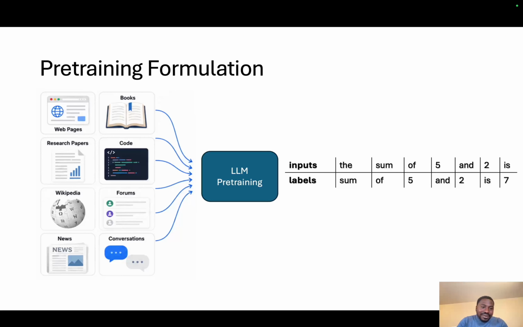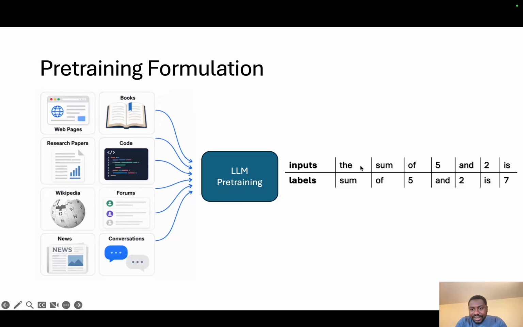If you think about what typically happens in pre-training, you have tens of trillions of tokens of data, from books to code to research papers, all of this. You bring all of this together, tokenize it, and turn it into an extremely large pre-training corpus. What you ultimately do is pick a single example, maybe at the top you have the input that says "the sum of 5 and 2 is", and you want to predict the labels below given what's at the top.